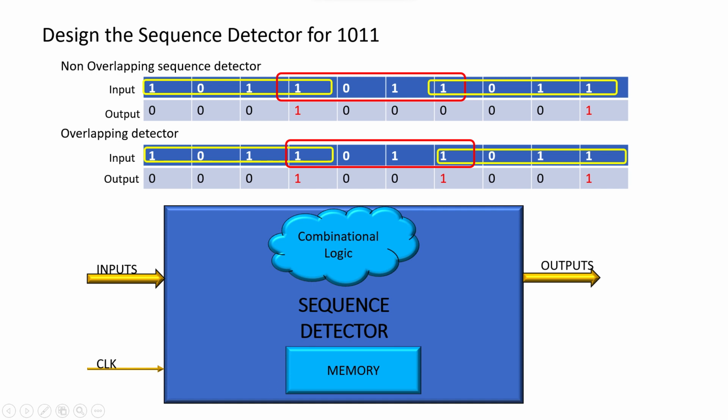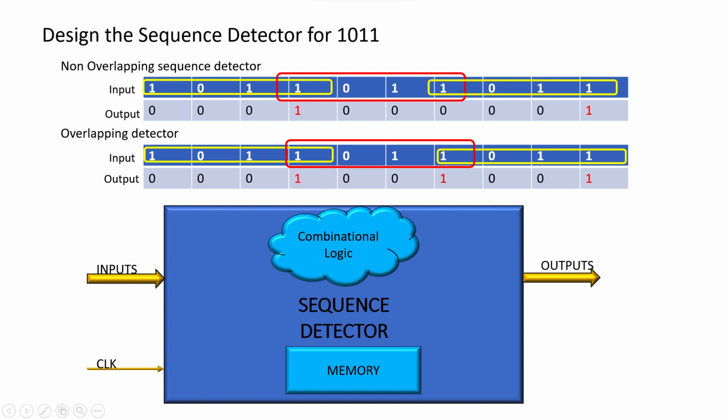So, what is the difference between non-overlapping and overlapping sequence detectors? In an overlapping sequence detector, we can consider the final bits of the sequence as the start bits of a new sequence. But in the case of a non-overlapping sequence detector, the state machine goes to the reset state after the sequence is detected.